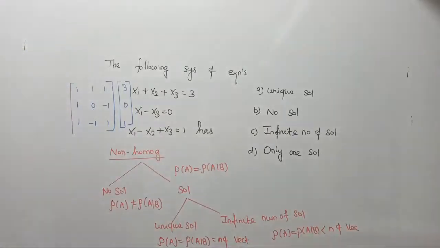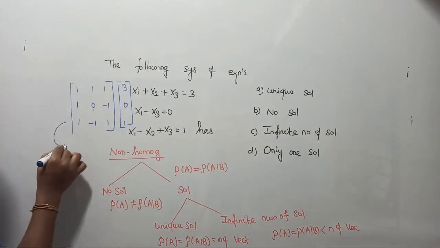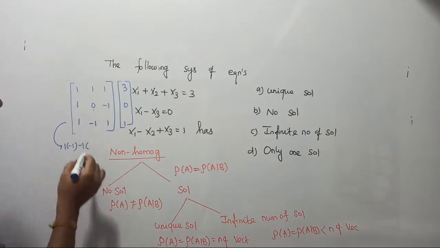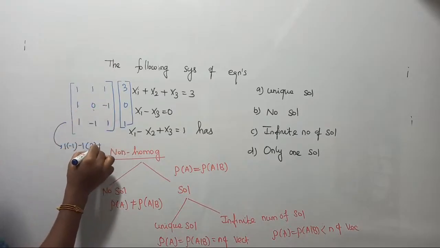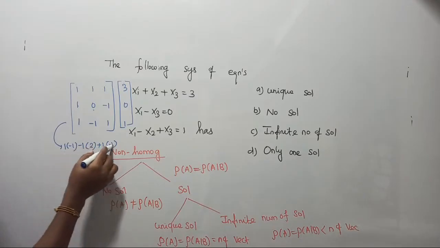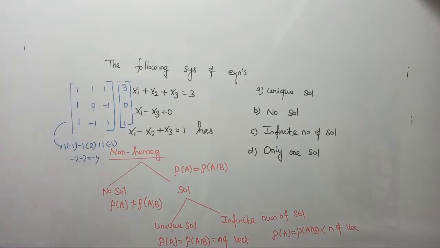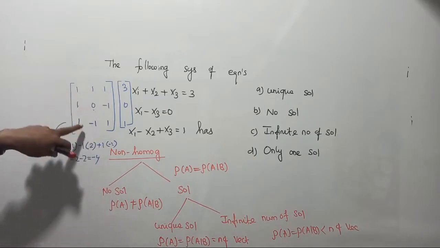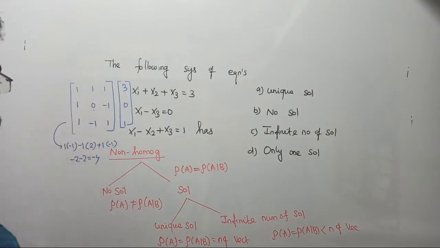Now first of all, we should try to find the rank of A. If you find the determinant of matrix A, it will become 1 into (0 minus of minus 1), and then minus 1 into (1 into minus of minus 1, which becomes plus 1, so it will be 2), and then plus 1 into minus 1. That becomes minus 2 and minus 2, so I'm getting minus 4. Am I correct? 1 into 0, minus into minus will become plus 1; minus 1 into (1 minus, that will become plus 2); plus again it will become minus 1. We are getting minus 4.